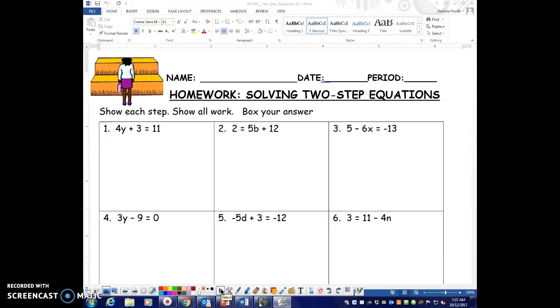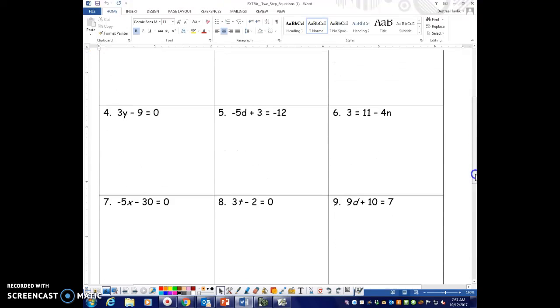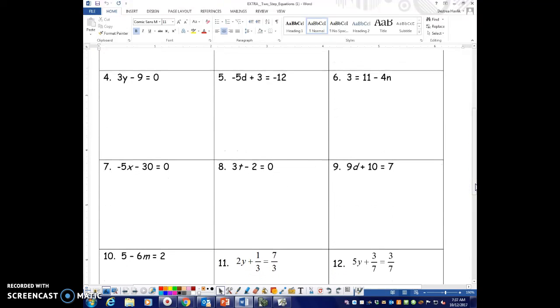All right, so let's do the next one. We're going to do number 4. Okay, so what's our first step here? We have 3y minus 9 equals 0. What's our first step? Add 9. Remember what we do to one side, you must do to the other. These cancel. We're left with on this side the 3y equals, what's 0 plus 9?